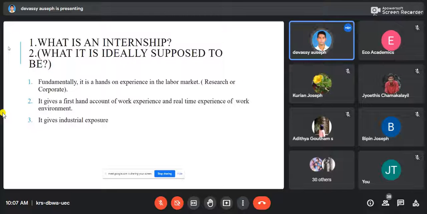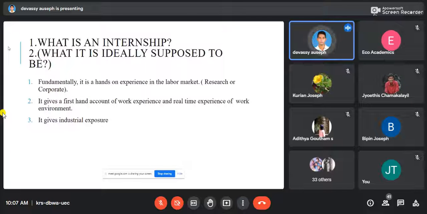A corporate internship is by a conglomerate, a multinational company, or a corporate firm, and their workings are different. It can be a big four consultancy like EY, PwC, or my former company, JS Market Reports. It can be anything. So I'm making the distinction between a research internship and a corporate internship first.